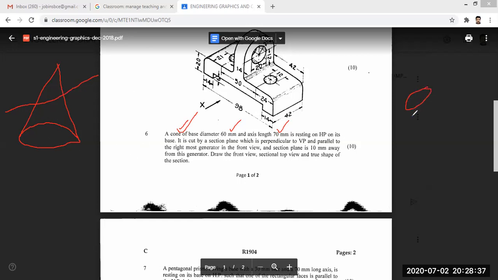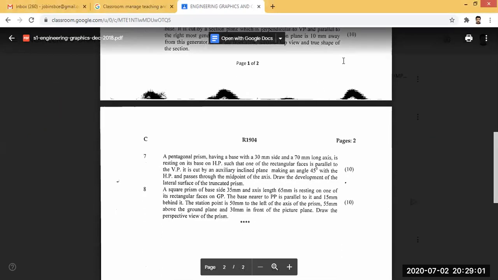Okay, so you can see, this is the final object. You have to create this. Not this, you have to create this. So that is question number 6. You have to create this in Fusion 360. Then again, create a pentagonal prism as well as a square prism.